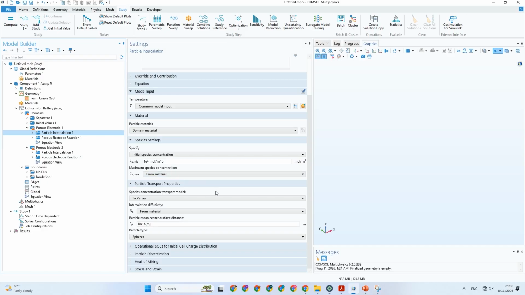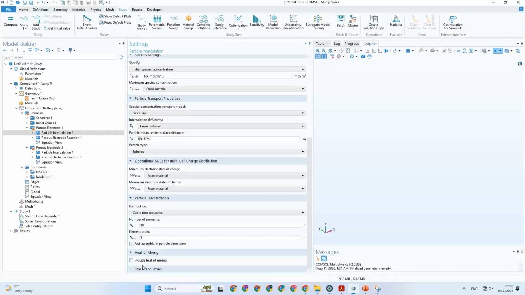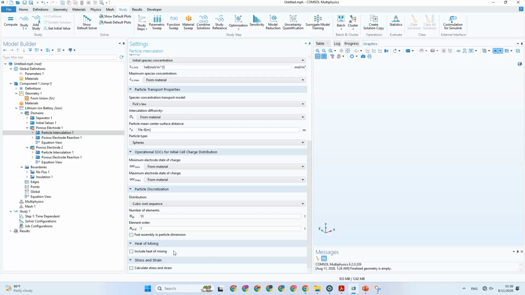This is particle surface distance, and this is species concentration, particle size. Okay, heat of mixing. Okay, calculate stress and strain. Nice. We can find all of them.